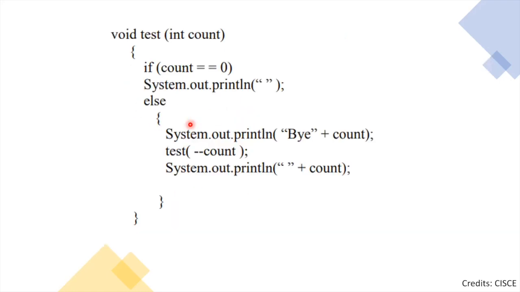Now let's look at another example. Could you try and identify the base case and the recursive case? Here, this condition, if count equals 0, becomes the base case, because if it's true, we are printing something and therefore exiting the function. Whereas over here, as you can see, the function is called test and we are calling test with minus minus count. Therefore, recursion is taking place.